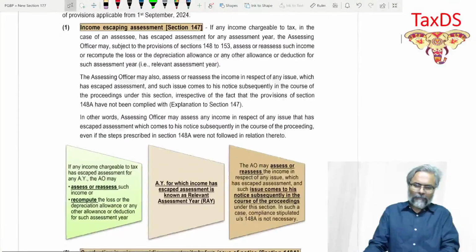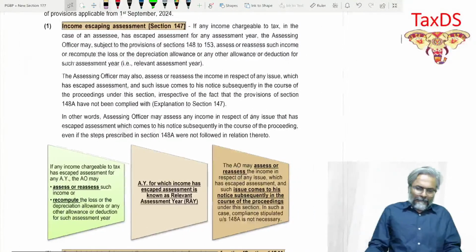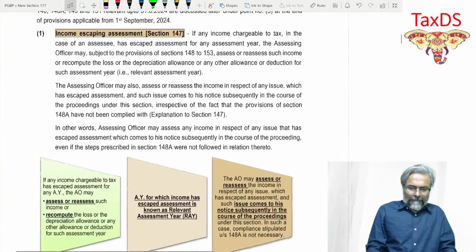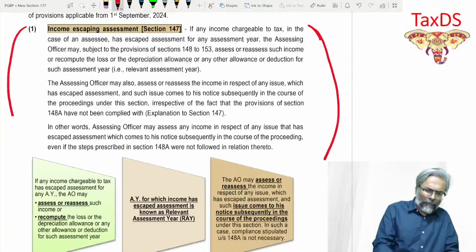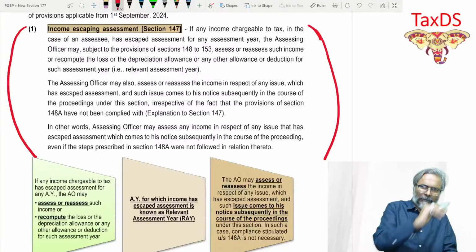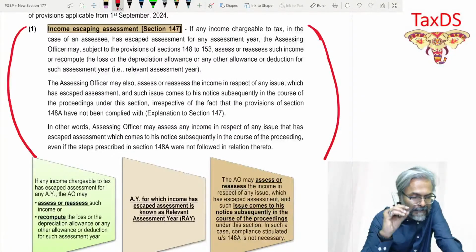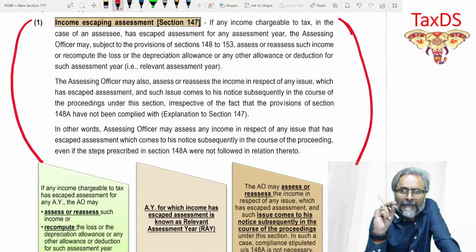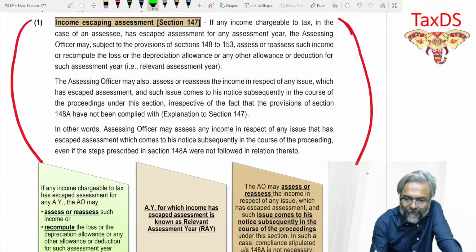Let's have a look, students, at the provision of section 147. In this context, there are no changes on this one. So what you know up to the last point, everything remains the same, but let's discuss this one out. Income escaping assessment, section 147. If any income chargeable to tax, if you have highlighted, important words are there.